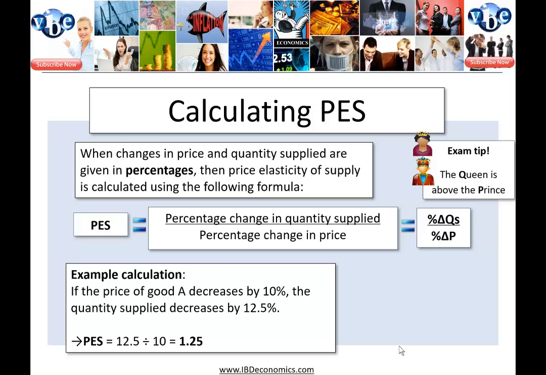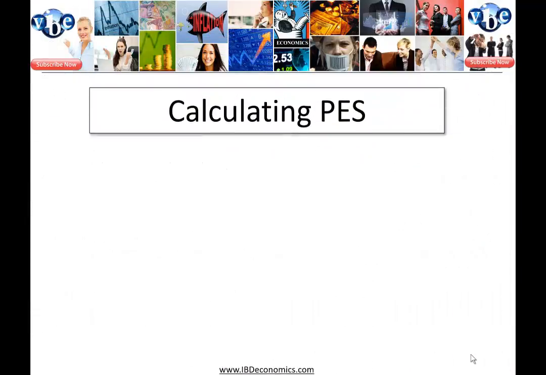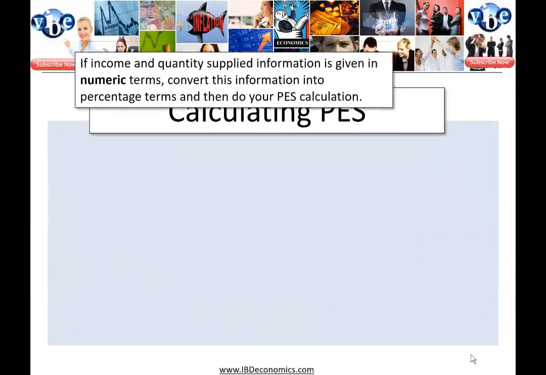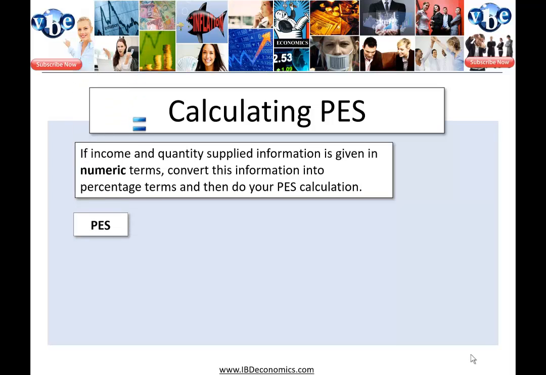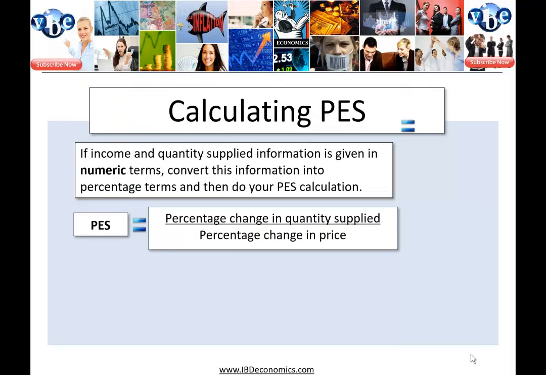Example calculation. Price of good A decreases by 10%. Quantity supplied follows in that same direction, decreasing by 12.5%. So in our calculation, that's 12.5 divided by 10, and that turns out to be 1.25. That is our PES coefficient, 1.25. And if the exam question just presents us with numeric information, then we need to go away and find those percentages to be able to use our formula here.